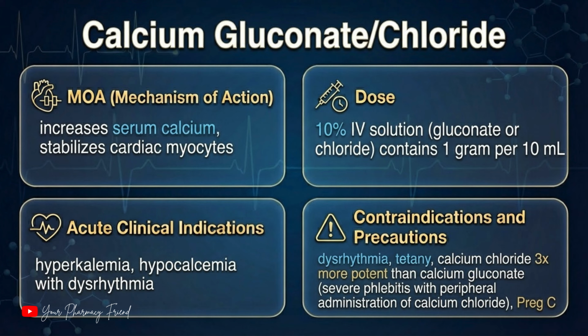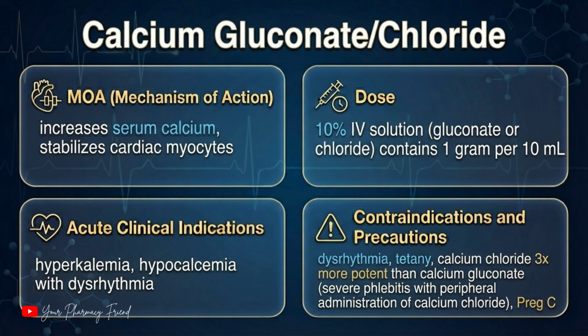For this reason, calcium gluconate is generally preferred for peripheral administration, while calcium chloride is more commonly used through central venous access in critical care settings. Calcium administration should also be used cautiously in patients with pre-existing dysrhythmias or tetany, as rapid changes in calcium levels can affect neuromuscular and cardiac activity.